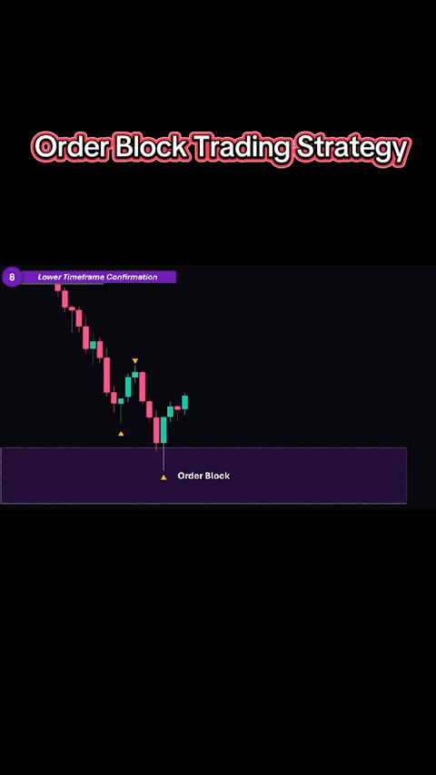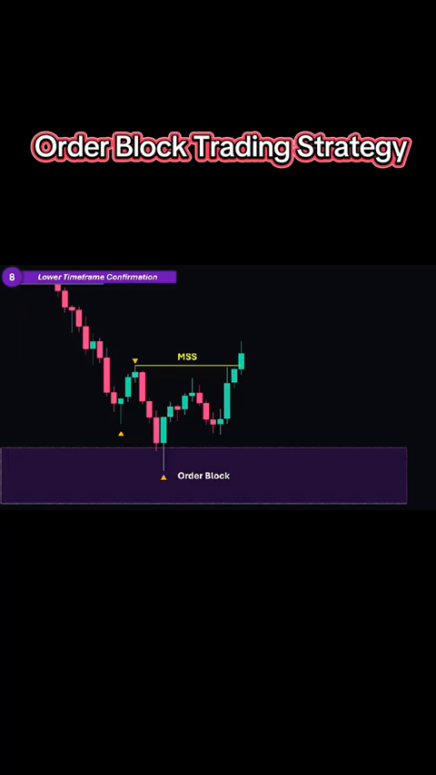Here on the lower time frame, we can study the price action more closely. At this stage, we are looking for evidence that the market is beginning to reject the zone. One of the strongest confirmations is a market structure shift where the price breaks through a protected high. This shows that momentum is beginning to shift in the direction of the trade.